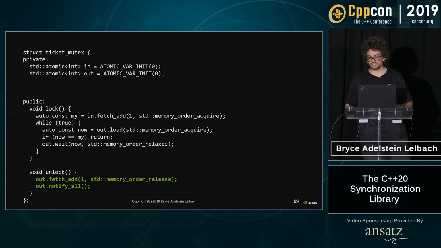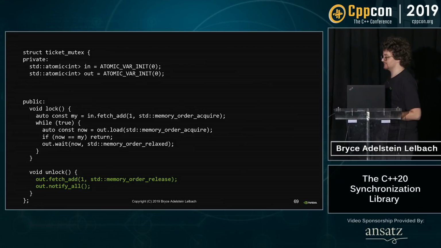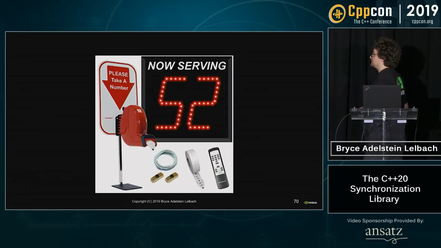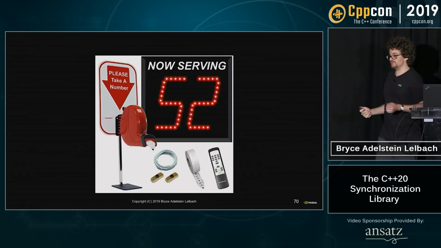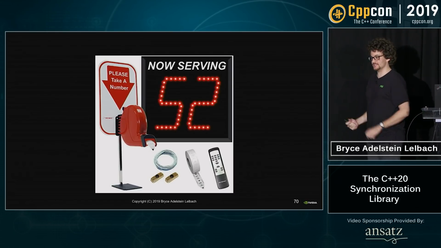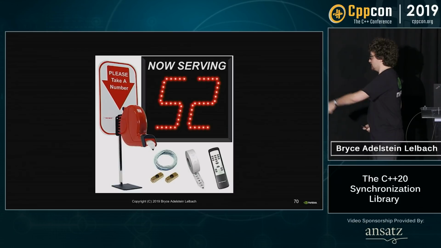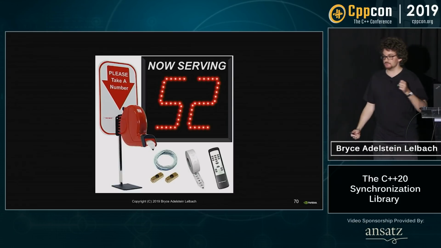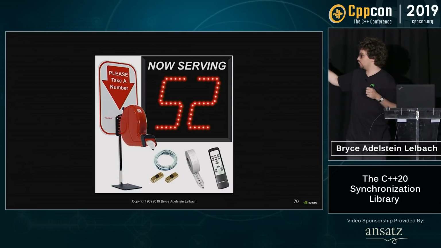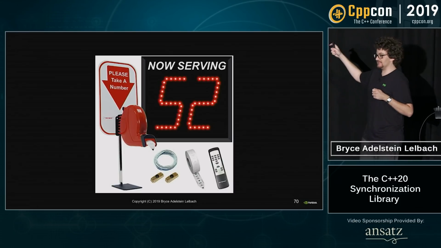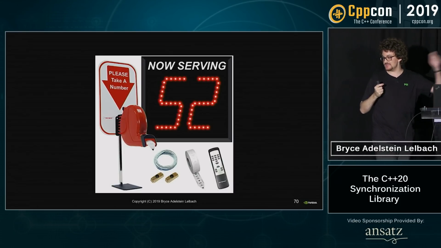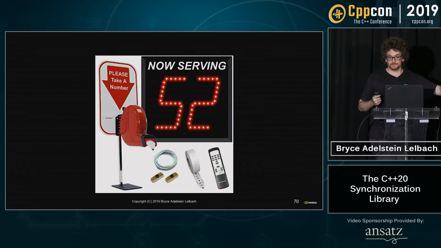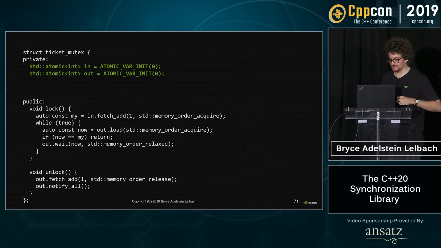So you can think of this like a ticketing system at a deli counter. You've got some distributor of tickets. That's the in atomic there. If you want to go and order some meat at the deli counter, you go and take a ticket. You get a number. And then there's some sign that says what number is currently being served. And when that sign matches up with the ticket that you got, then you can go and get service. That's how a ticket mutex works.